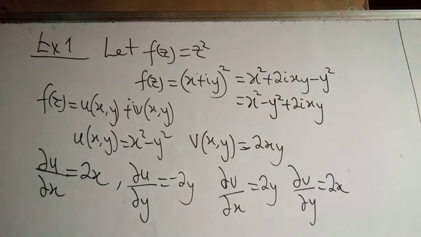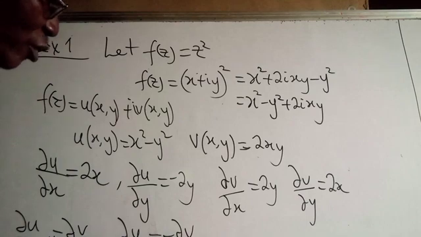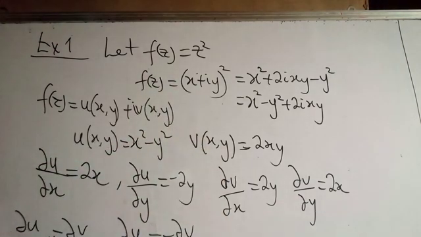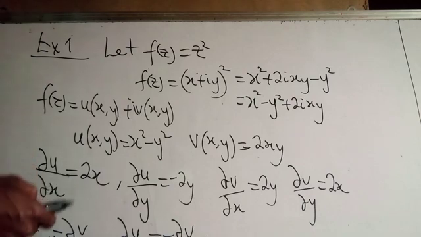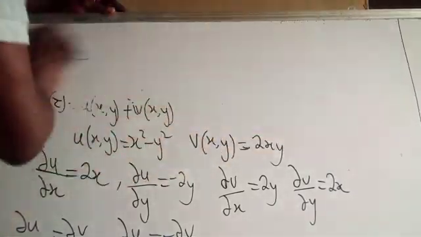Now, what does Cauchy-Riemann say? It says that the partial derivative of u with respect to x must be equal to the partial derivative of v with respect to y. And the partial derivative of u with respect to y must be equal to minus the partial derivative of v with respect to x. So with that, let's check here. Let's write this and check.